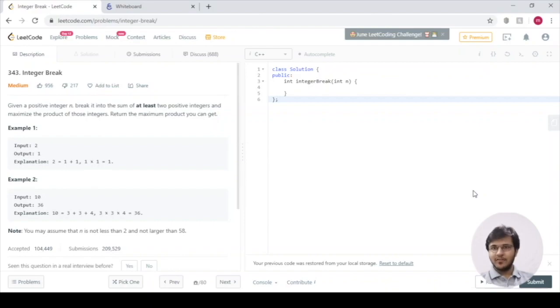Let's get started with question number 343, integer break. Given a positive integer n, break it into the sum of at least two positive integers and maximize the product of those integers. Return the maximum product you can get. For example, here we are given 2. 2 can be broken into 1 and 1, so we get the maximum product as 1. This question can be solved using two approaches.